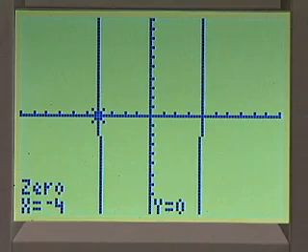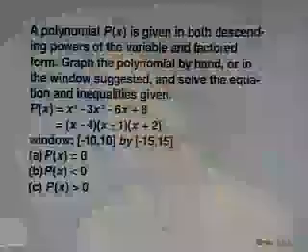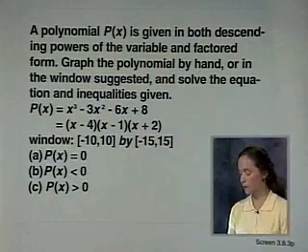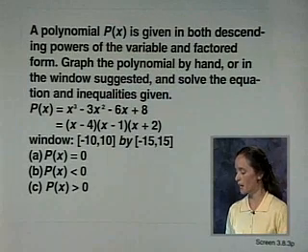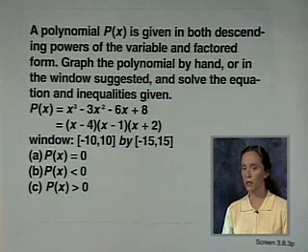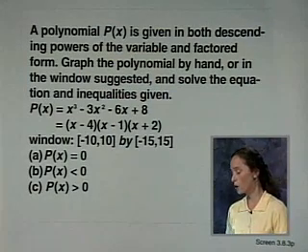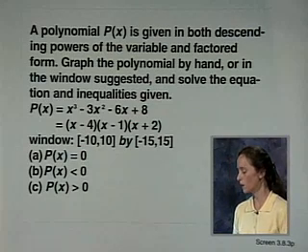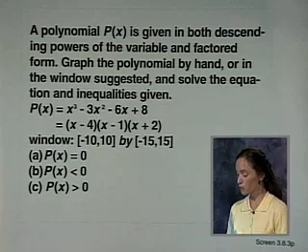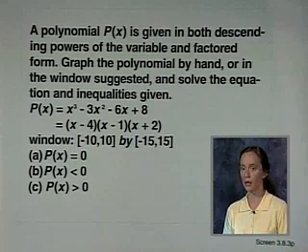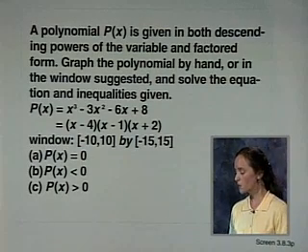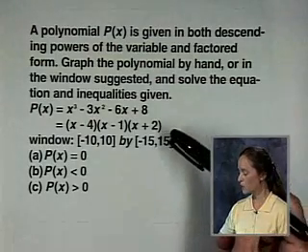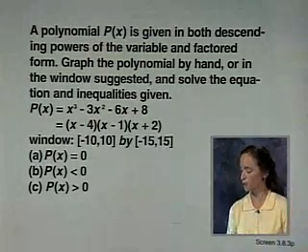Let's go a little further with a different kind of example. Here it is. We've got a polynomial given in descending powers of x and factored form. What we're going to do is graph the polynomial either by hand or in the window suggested on a calculator, and then, using our graph, solve the equation and inequalities. Let's go ahead and graph this on a graphing calculator.